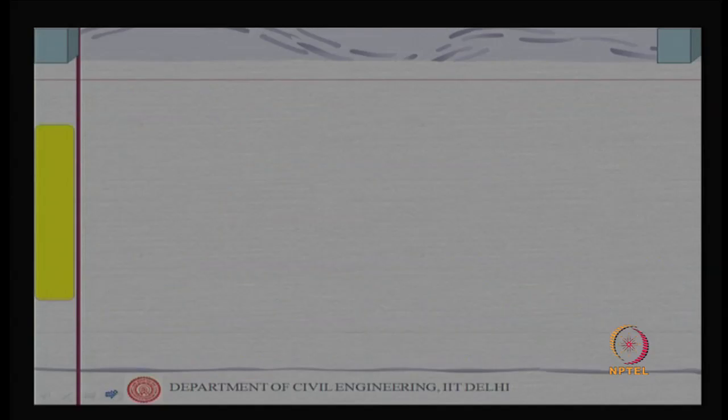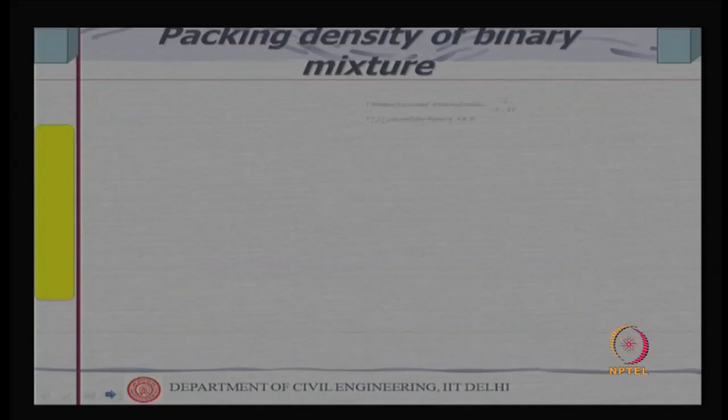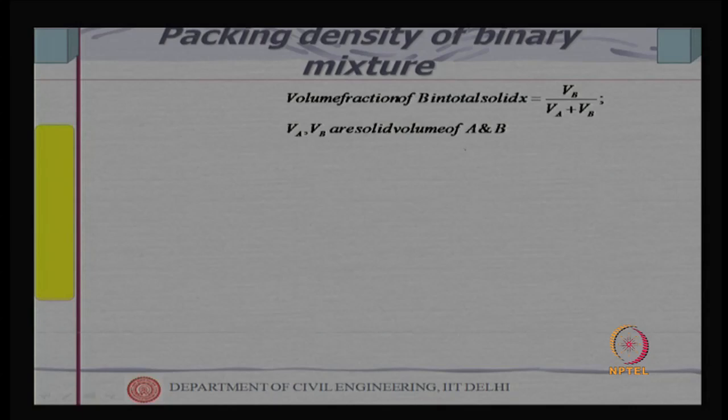So, using this algebra to find out the void ratio, volume fraction of B in total solid of course will be VSB divided by VSA plus VSB, right. Let me define this as a variable x. So, if x is the variable, VSB by VSA plus VSB, that x is the volume fraction of B in total solid. VSA, VSB are solid volume of A and B, as we have understood.